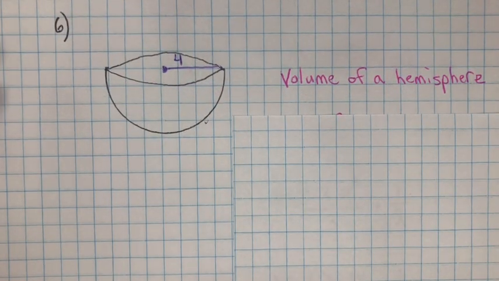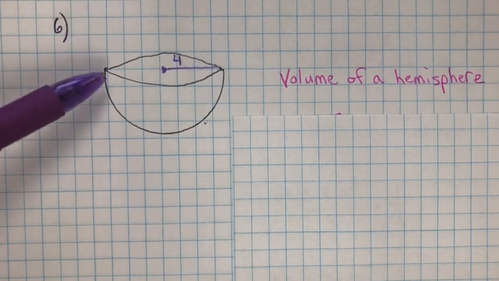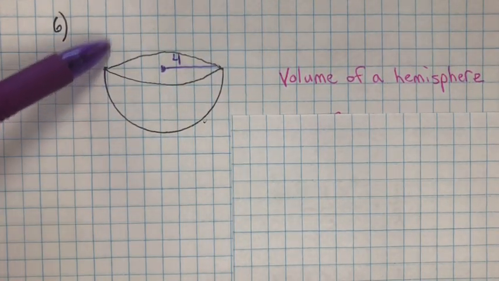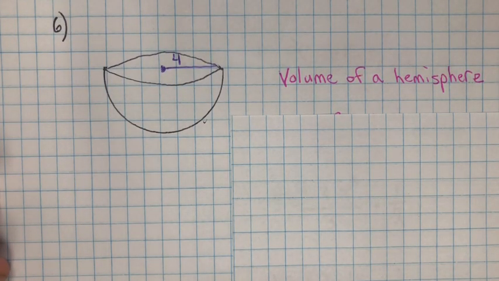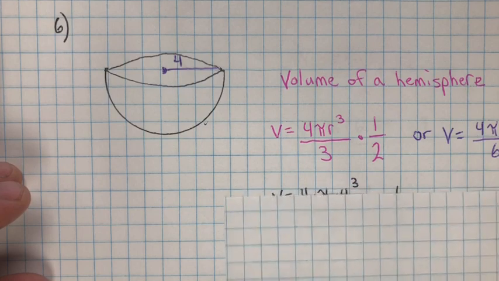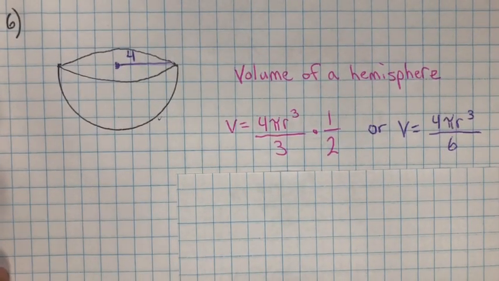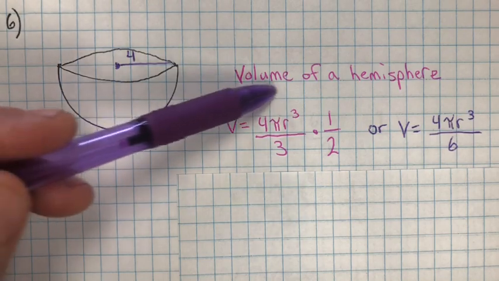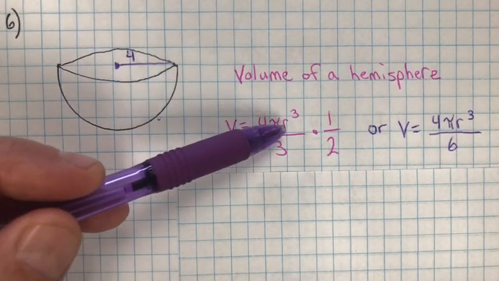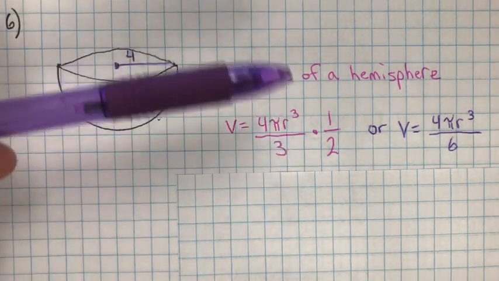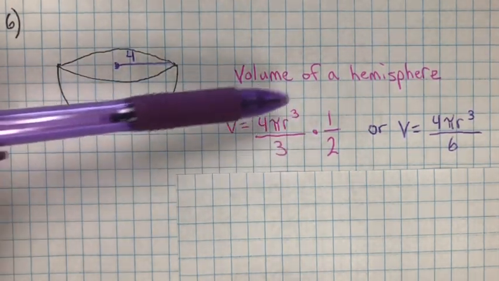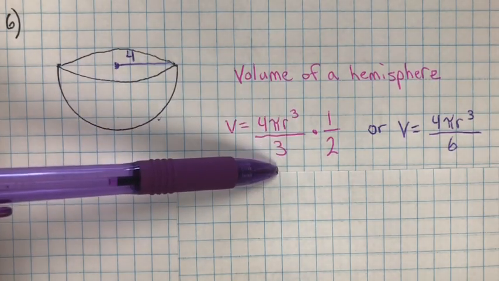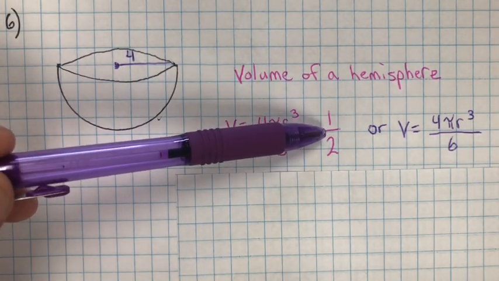For number 6, I need to find the volume of a hemisphere. And remember, a hemisphere is half of a sphere. So first you're going to find the volume of a sphere and then divide it into half. The formula for finding the volume of a sphere is right here, 4 pi r cubed divided by 3. And then I'm going to multiply it by 1/2 or divide it by 2 at the end, so I get half of a sphere. Then at the end you divide it by 2 or multiply it by 1/2.